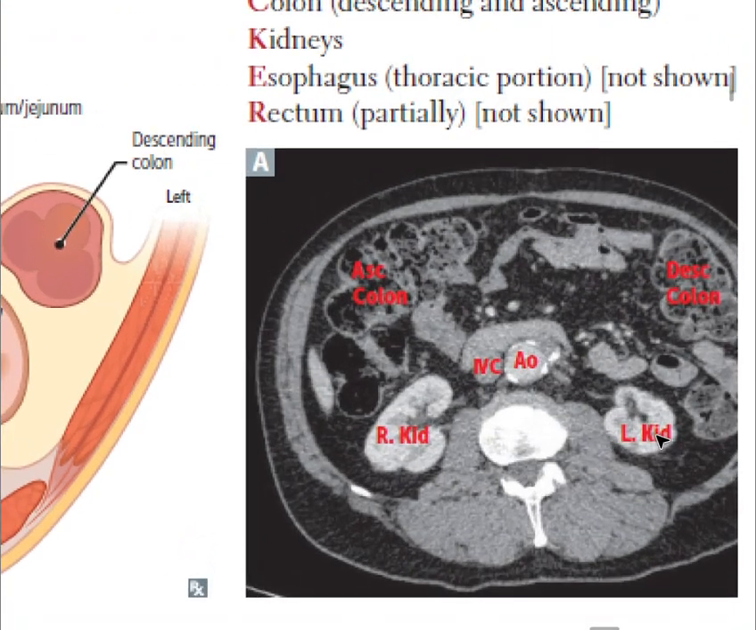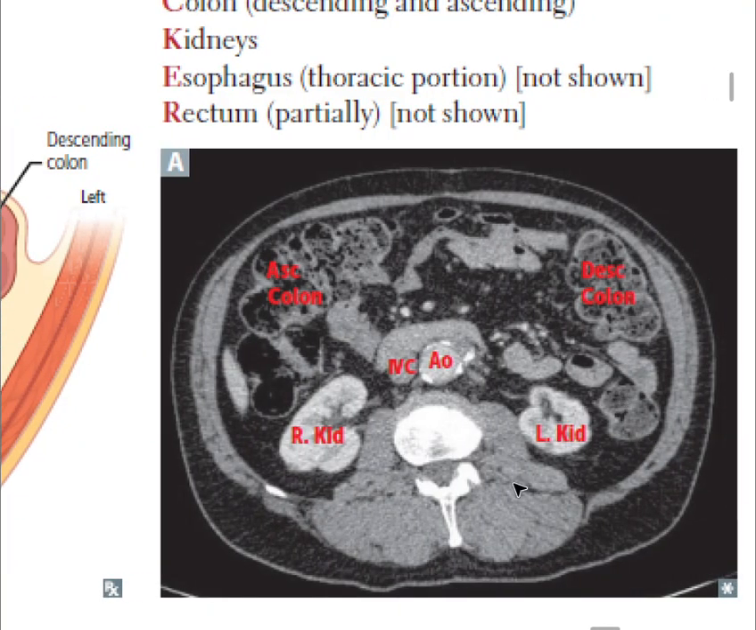So in a CT scan here, it's easy to understand how everything is placed. You can see the aorta here, you can see the inferior vena cava here, then the two kidneys are placed here, and this is the descending colon and the ascending colon. So if blood collects behind the colon or the kidneys, always think about a retroperitoneal bleed.